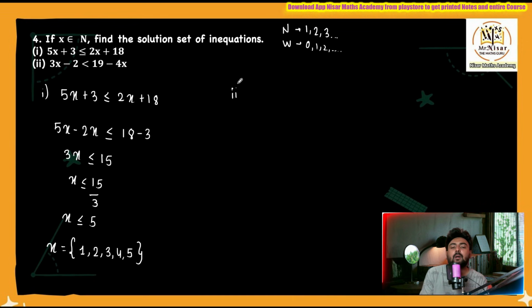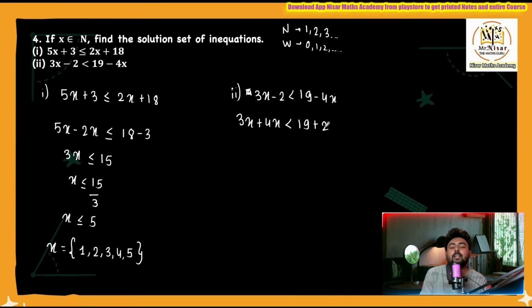Let's solve the second part of this question. We have here 3x minus 2 less than 19 minus 4x. Come on, let's do it, children. Variables on one side, numbers on one side. Minus 4x will go to this side, becomes plus 4x. Again, will the sign of inequality reverse here? No, it will be as it is. Rule number 1 and 2, the sign of inequality will not change. Minus 2 will go to this side, becomes plus. So 3x plus 4x is 7x, and 19 plus 2 is 21.